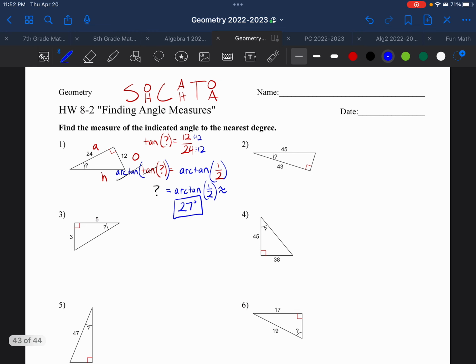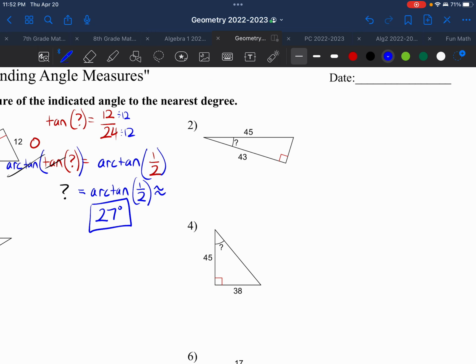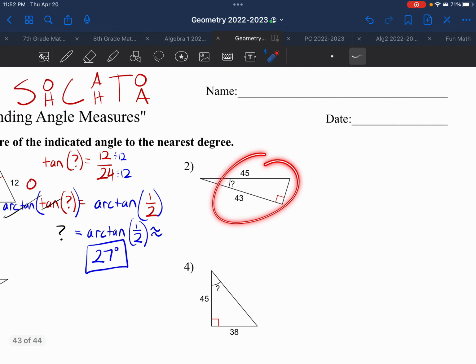Let's give you another freebie. Let's give you number 2. All right, so again, I'm going to label the sides of my triangle. On the opposite side of my angle is going to be my opposite. On the opposite side of my 90-degree angle is going to be my hypotenuse, and my adjacent is the remaining.